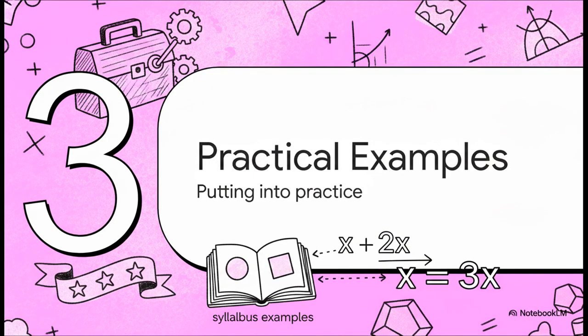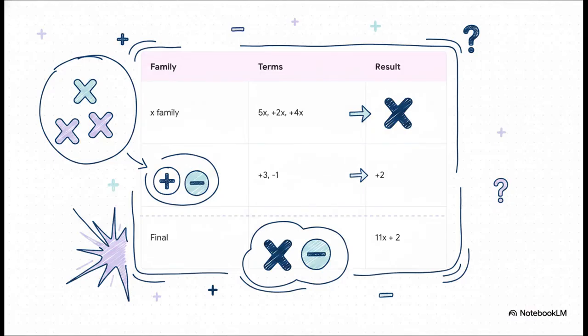All right, Section 3, Practical Curriculum Examples. Let's actually put this into practice. So let's look at a single variable example to see how easy this can be. We have the expression 5x plus 3 plus 2x minus 1 plus 4x. We're going to conceptually divide this into two families.